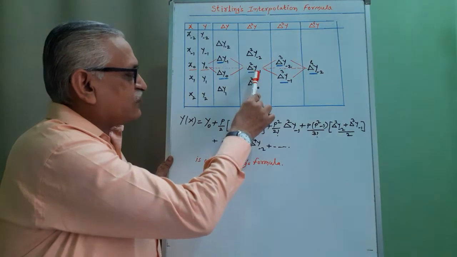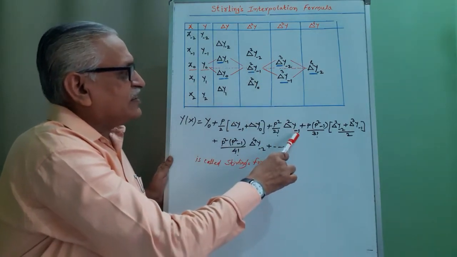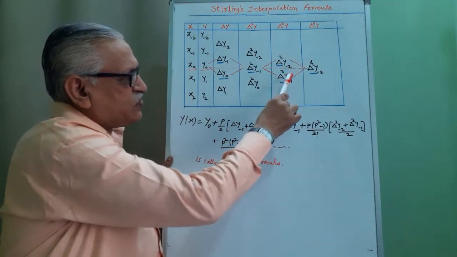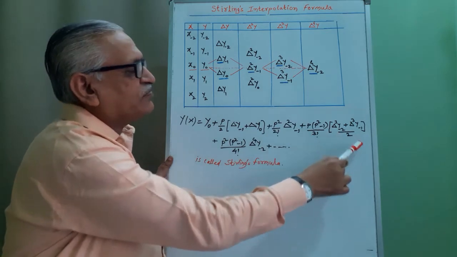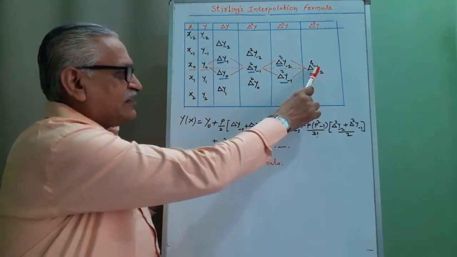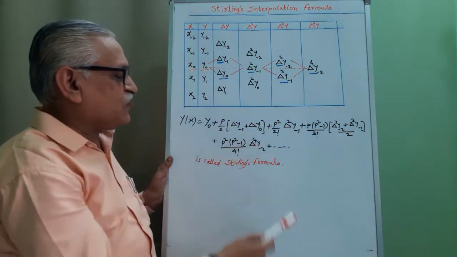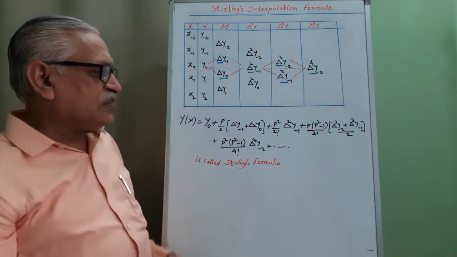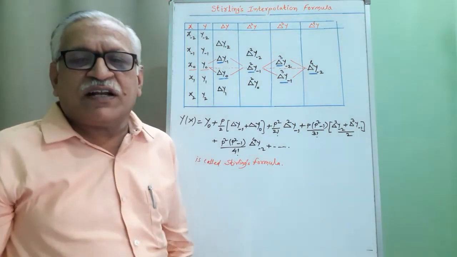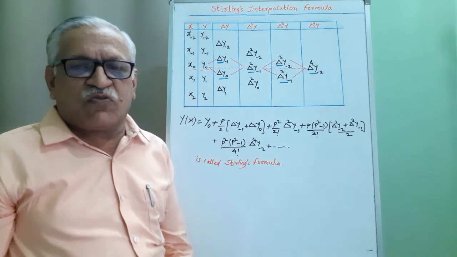Next, del square y minus 1. Next, del cube y minus 2 and del cube y minus 1. And lastly, the value of del raised to 4 y minus 2. Therefore, whatever this formula, that formula is called Stirling's formula.